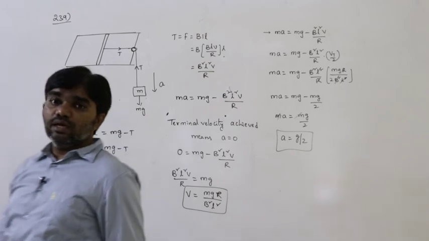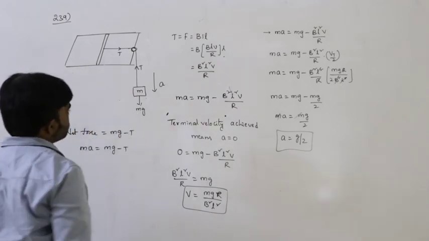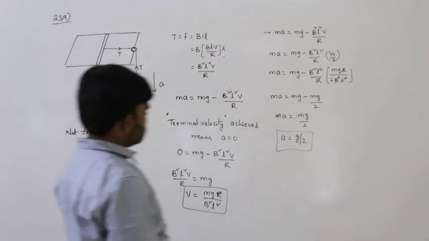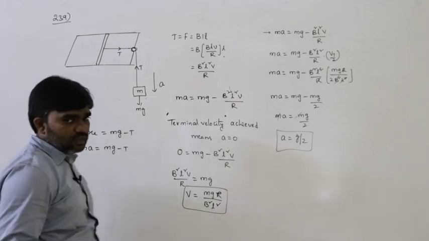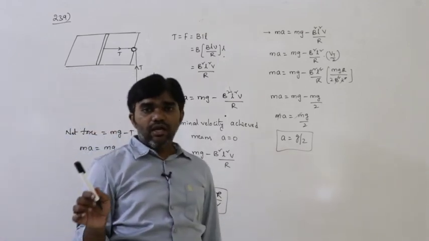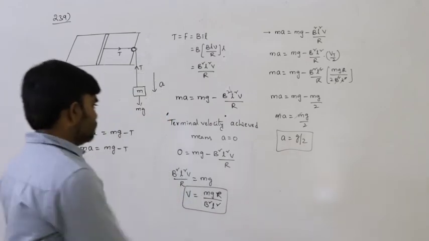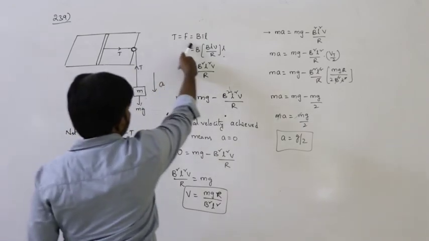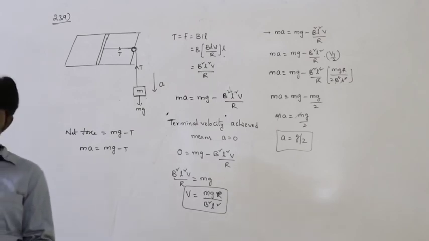In this situation, if the velocity of the rod is half that of the terminal velocity, then the acceleration is g by 2. And this is the terminal velocity. Terminal velocity means the constant velocity achieved, so acceleration must be 0. So this is the net force, and what is the tension developed? Nothing but the force, like that. So this is the situation, and these are the examples here.